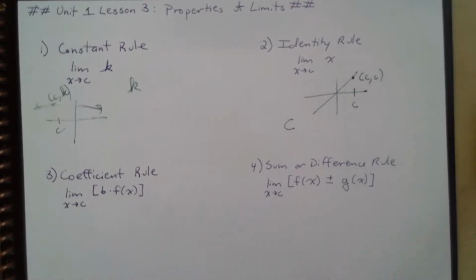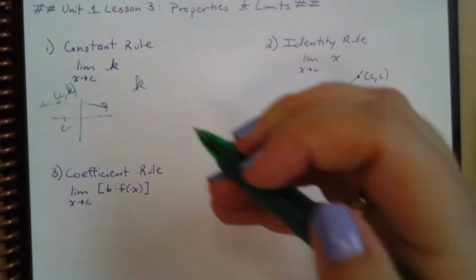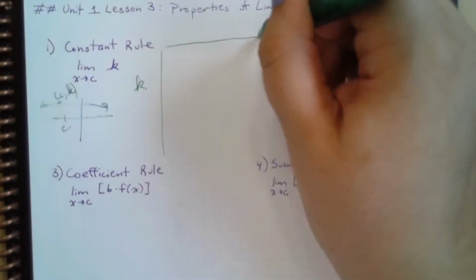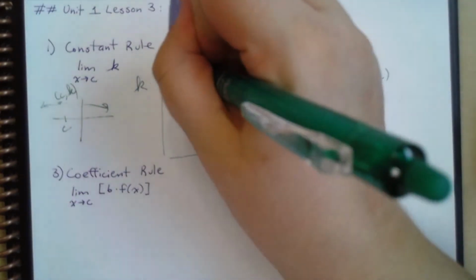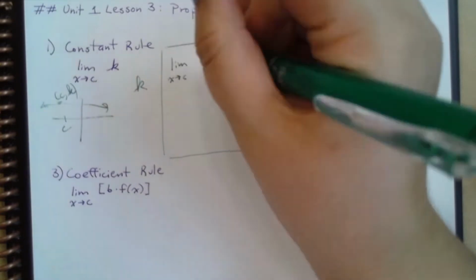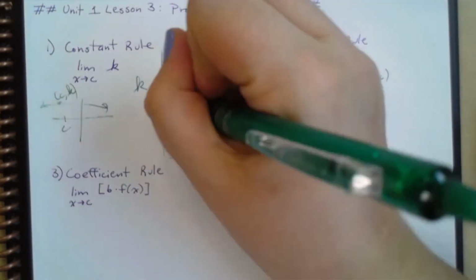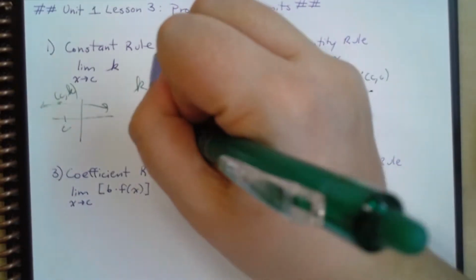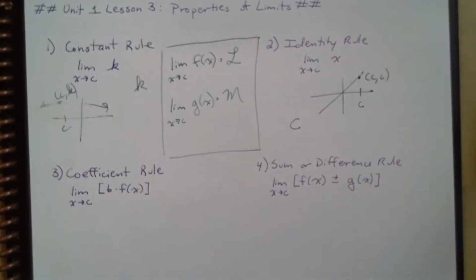I actually forgot to write something here before I dive into the coefficient rule. Let's just assume here, and I'll put it in this box, that the limit as x approaches c of f of x, I'm going to call L. And the limit as x approaches c of g of x, I'm going to call M. That's really just mostly for notation's sake.